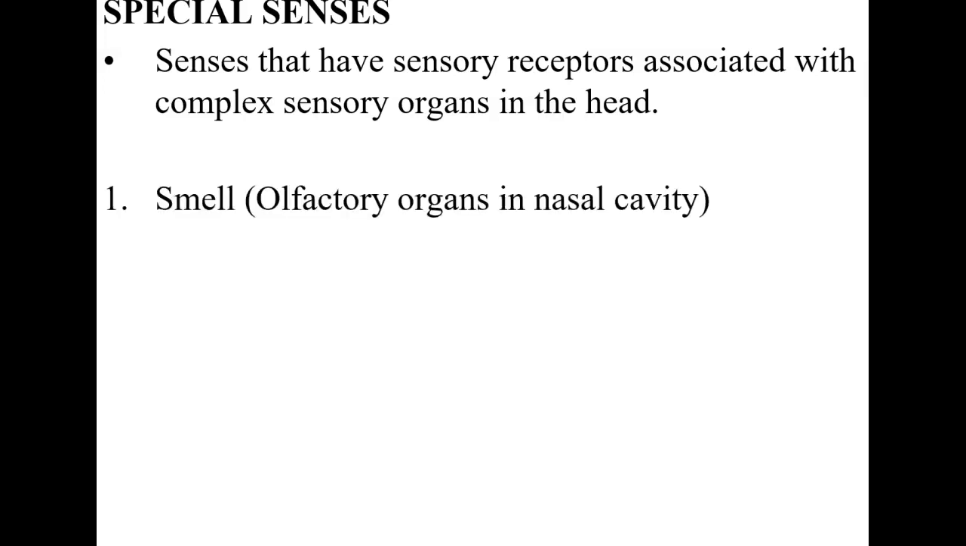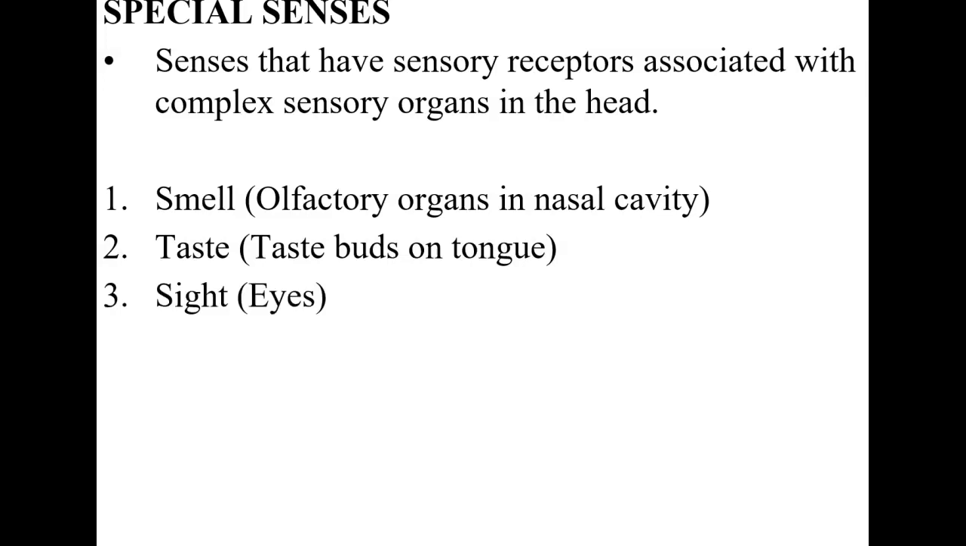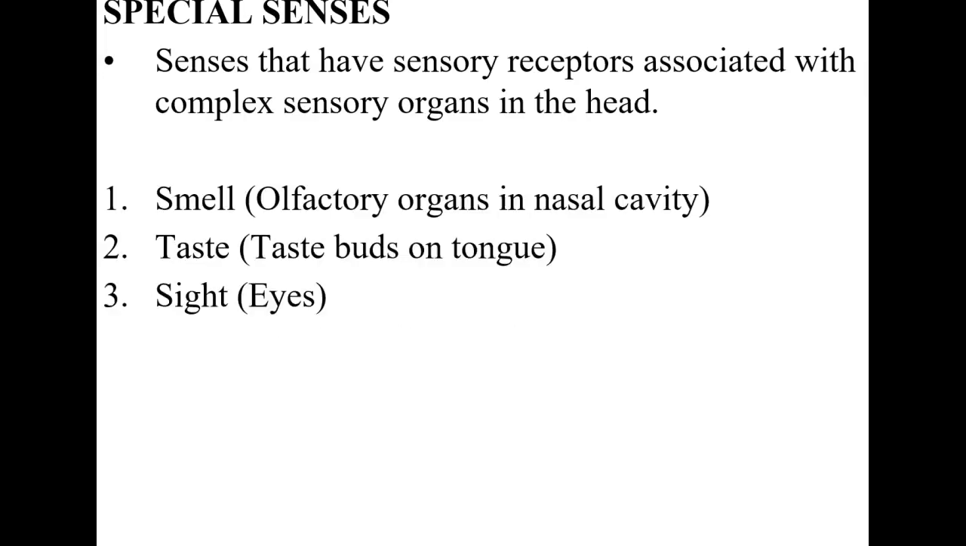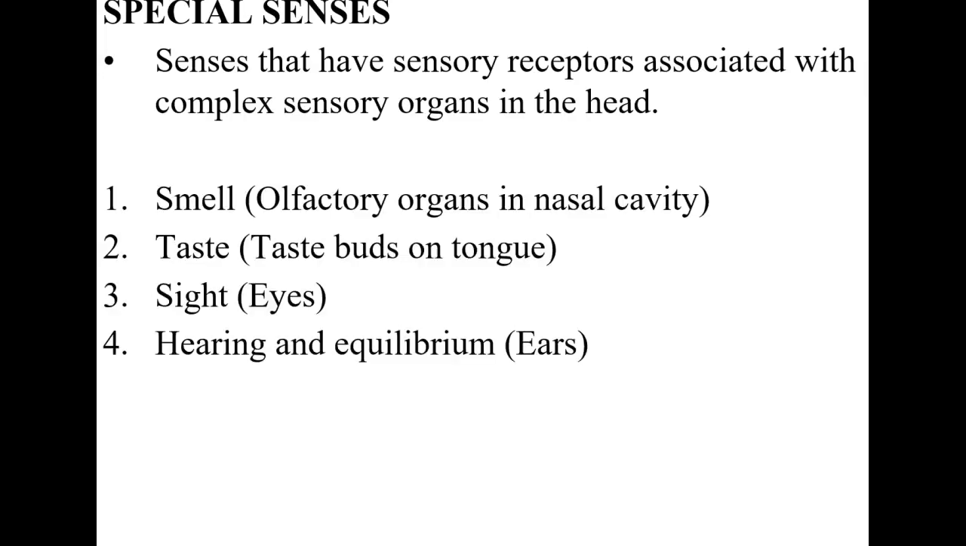Okay, so switching gears just a little bit, we're going to go from the general senses to the special senses. Special senses are senses that have sensory receptors associated with complex sensory organs in the head. Smell is going to be one of them, and they're localized in olfactory organs in the nasal cavity. Taste is going to be localized on taste buds that are found on the tongue. Of course, the eyes will have the retina, and these will be for vision or for sight. Hearing and equilibrium is going to use the inner ear, and so these are our special senses that we'll talk about. In this lecture, we're just going to deal with smell and taste.